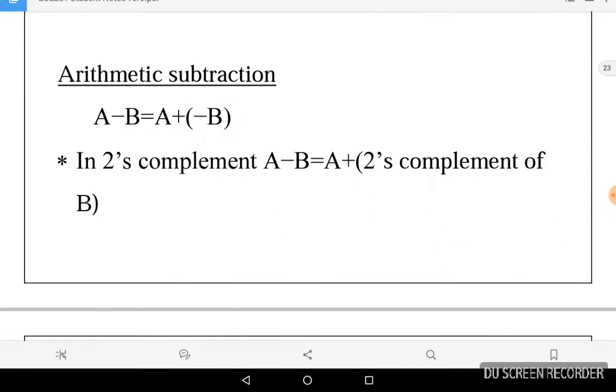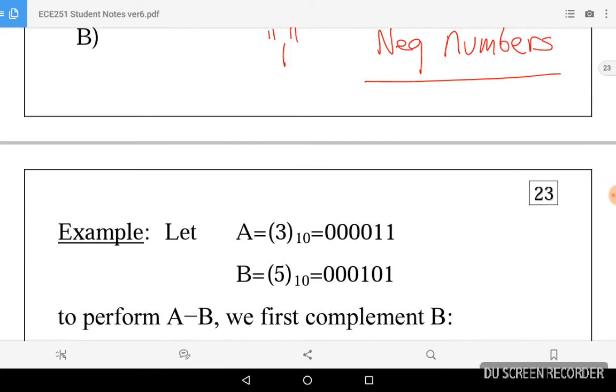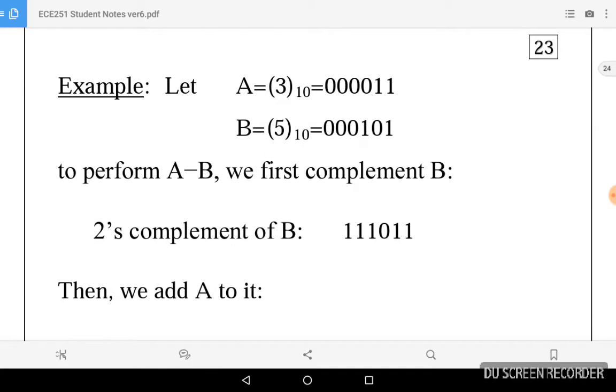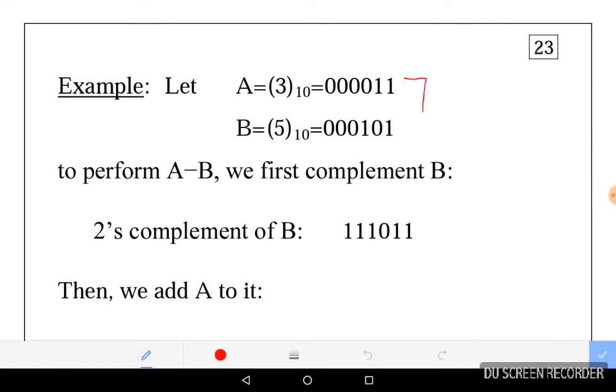So let's go through a little example of this. This is just in my course notes. So we have 3 and 5 here, represented in 6-bit binary. And I guess we could think of this as the signed bit. So if we wanted to do a minus b, we're going to take 5 and convert it to 2's complement, right? So how do we do that?